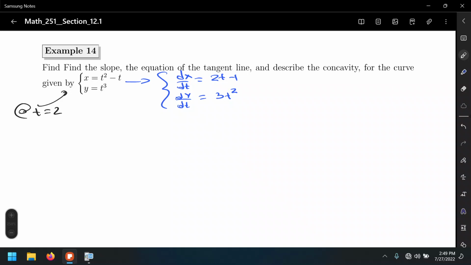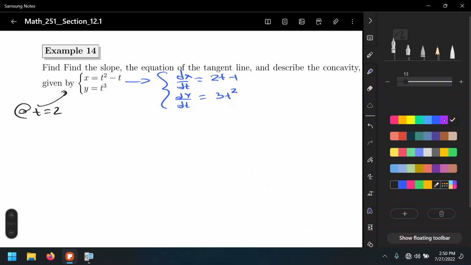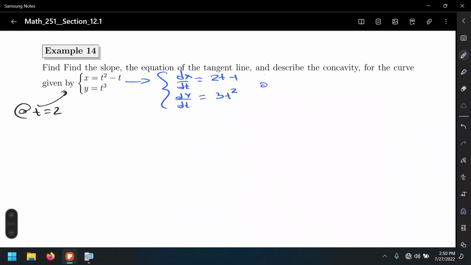Let's find the slope. We actually need the slope because they're asking us to find the equation of the tangent line. So we need to find the derivative dy/dx, which is the quotient between dy/dt over dx/dt. The derivative of the y equation is 3t squared, and the derivative of the x equation is 2t minus 1.